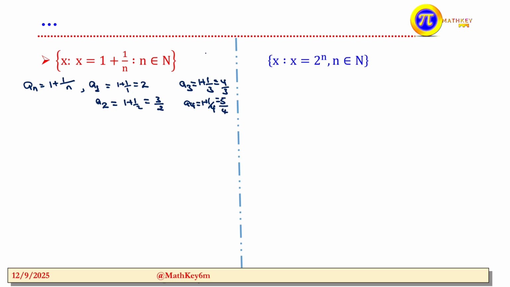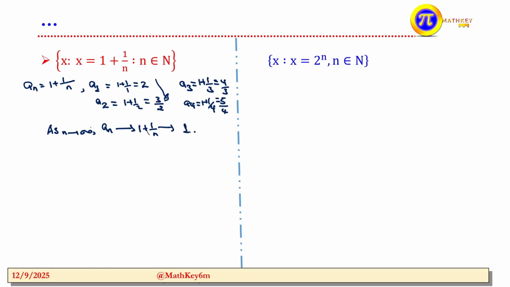After this, is it increasing or decreasing? Looking at the first one, 2, and then 3 over 2, I think it becomes decreasing. It decreases. So let's take the limit as n goes to positive infinity. Where does 1 plus 1 over n approach? The 1 over n part becomes 0, so it approaches 1.